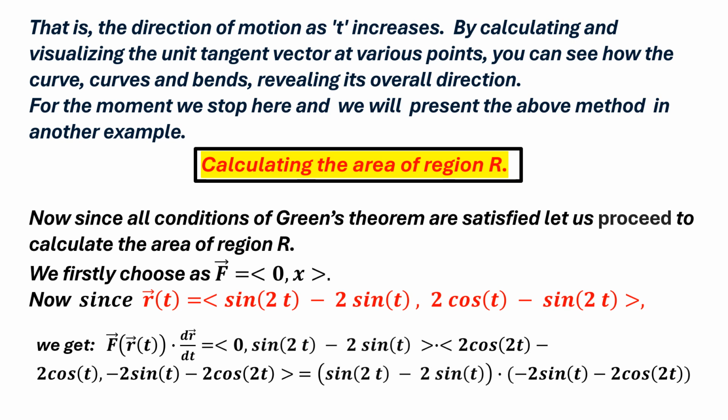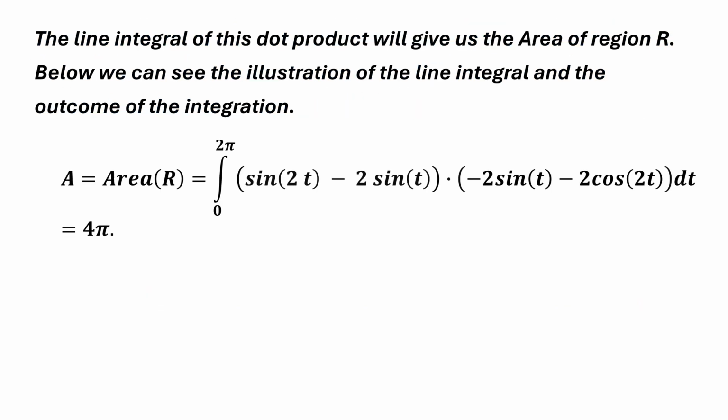Now, since all conditions of Green's theorem are satisfied, let us proceed to calculate the area of region R. We firstly choose as F the vector function 0, x. Now, since the parametric curve R is given, we can proceed and calculate the dot product of F of R of t with the derivative of R. As we can see, the outcome is a real function of t. The line integral of this dot product will give us the area of region R. Below we can see the illustration of the line integral and the outcome of the integration.